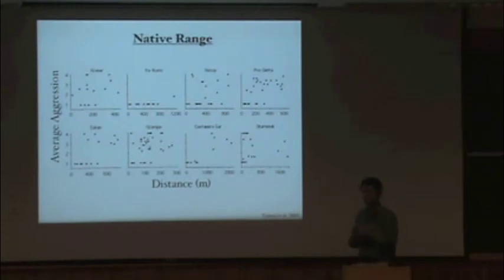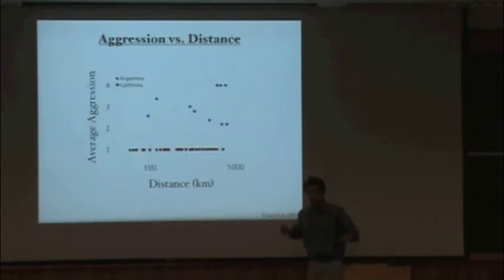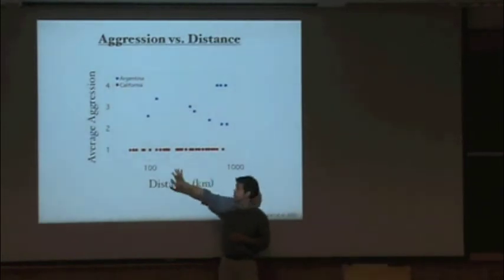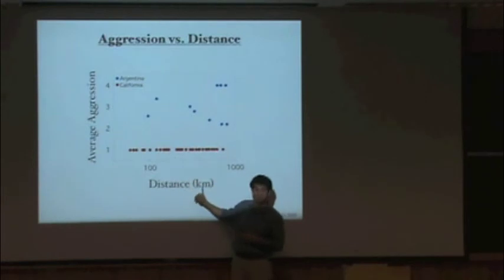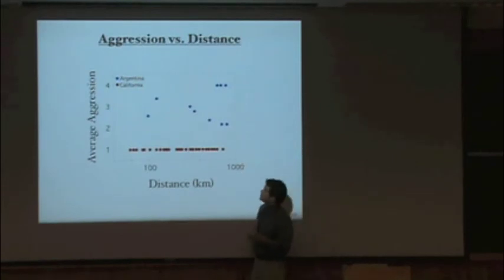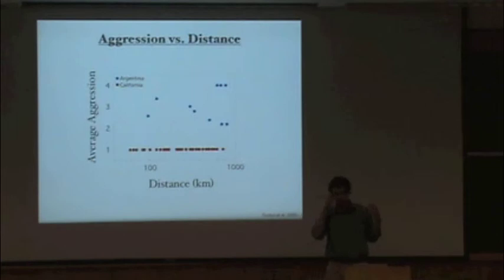Okay, so what happens if we project this out now to a larger spatial scale? These are data that were collected on those long transects that I showed you on those big maps in California and Argentina. So now, again, we have aggression on the y-axis between sites, but the x-axis is now distance in terms of kilometers. So we're comparing ant colonies that are almost up to 1,000 kilometers apart here in California, between San Diego and San Francisco, or actually Ukiah, north of here. And what we see is a pattern, surprisingly, or maybe not surprisingly, that looks exactly the same as what we saw at a small spatial scale.